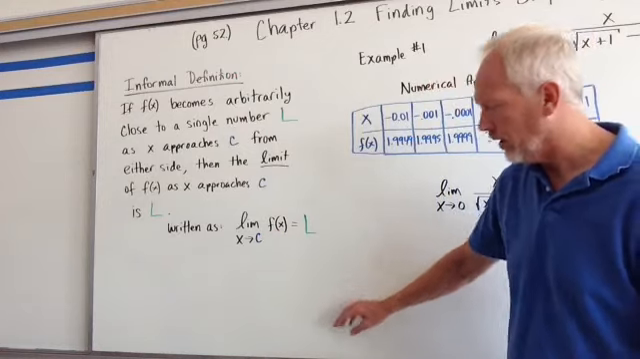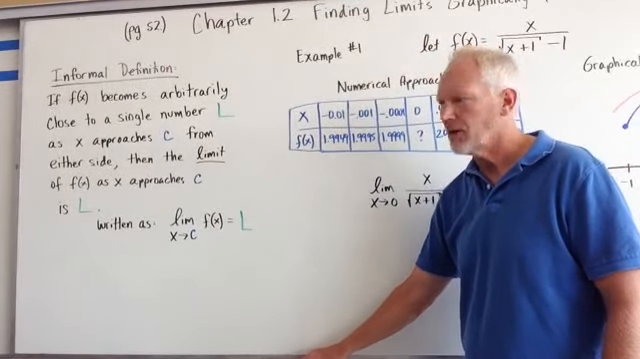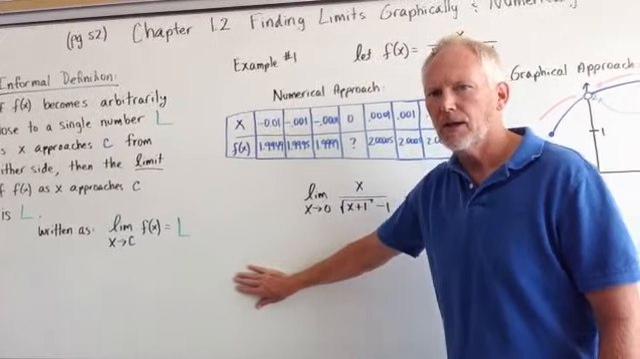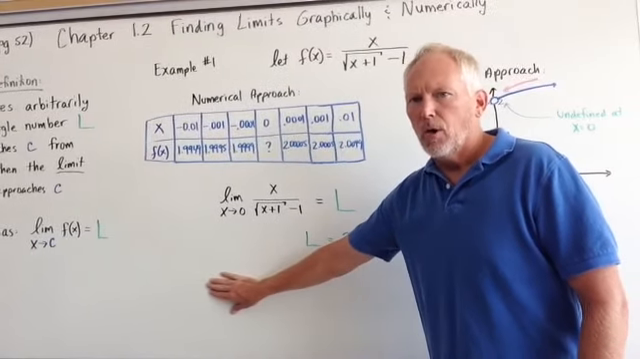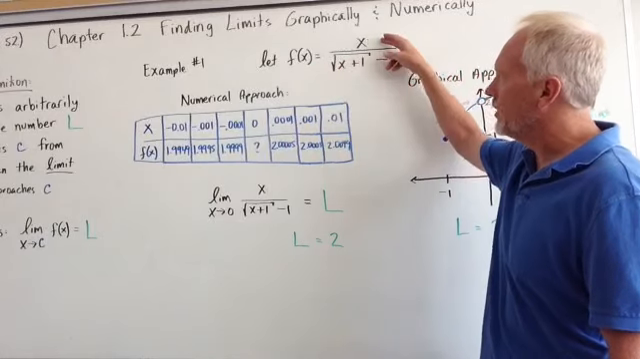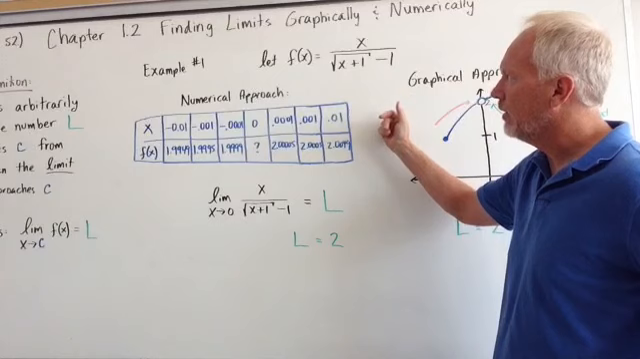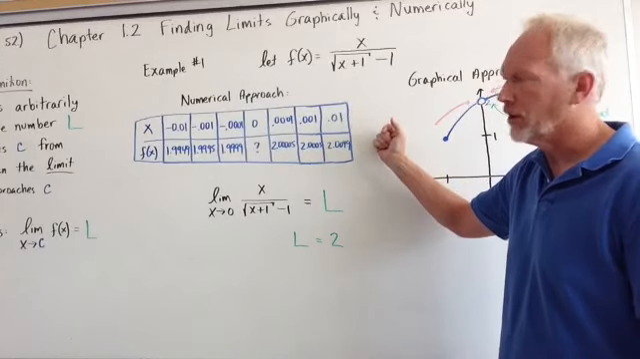So let's see what it looks like if we do an example. Example number 1 is where we have a function right here. We have f of x equals (x over x plus 1) minus 1. That's the function we're looking at.